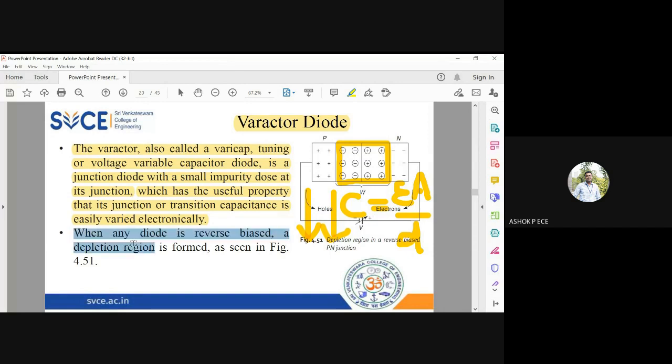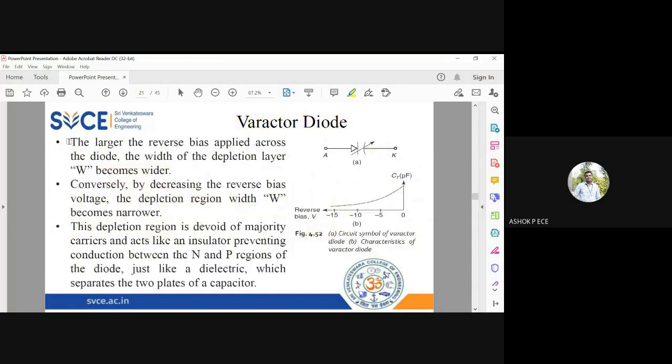That is what is shown in the diagram: the expanded PN junction region because of reverse bias. The larger the reverse bias voltage, the wider the depletion region becomes. As you increase the reverse bias applied across the diode more and more, the depletion region width keeps increasing. When the width increases, the capacitance decreases, because C is inversely proportional to D.